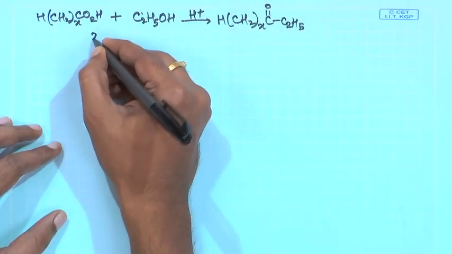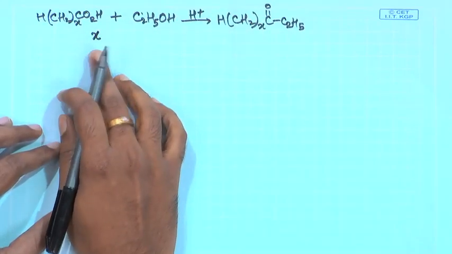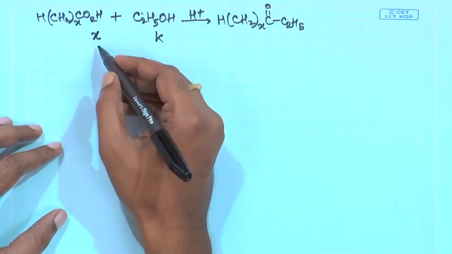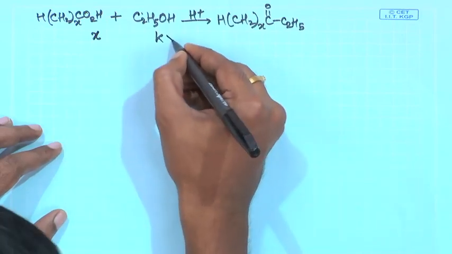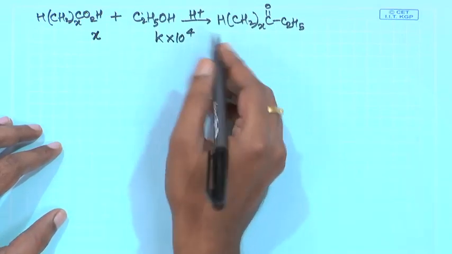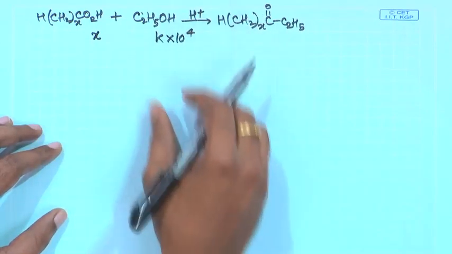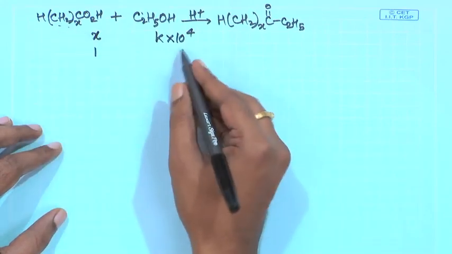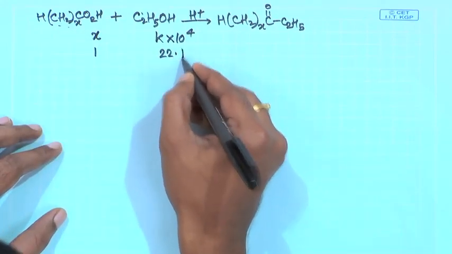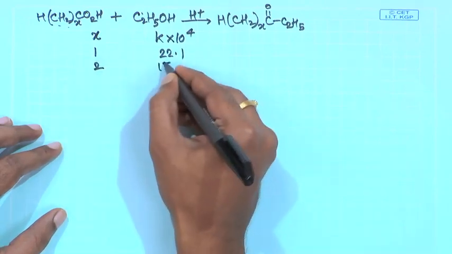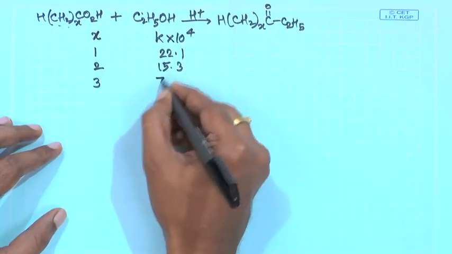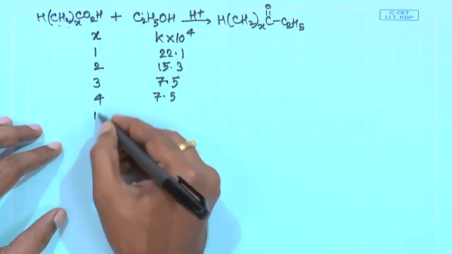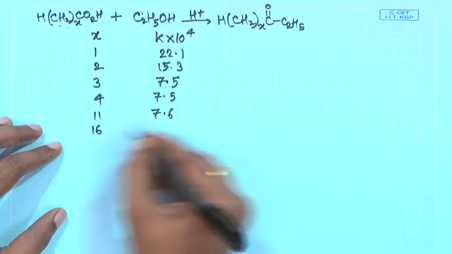So, if you have a table X versus K, K is the rate constant for this reaction. K into 10 to the power 4 because the value is small. So, you just multiply by 10 to the power 4 and scale accordingly. So, let us say X is 1. So, you have 1 CH2 unit here, then your K into 10 to the power 4 is 22.1. If it is 2, then it is 15.3, if it is 3, 7.5, 4, 7.5, 11, 7.6, 16, 7.7.